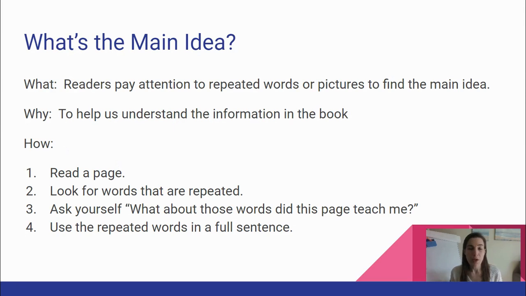And so today our strategy is going to be to pay attention to repeated words or pictures to find the main idea. And this helps us understand the information or what the author wants us to learn. So to do that, you're going to read a page, look for words that are repeated, and ask yourself, what about those words did this page teach me? And then you're going to use the repeated words in a full sentence. Remember, a main idea is a complete sentence.